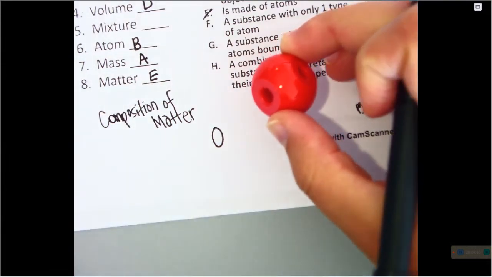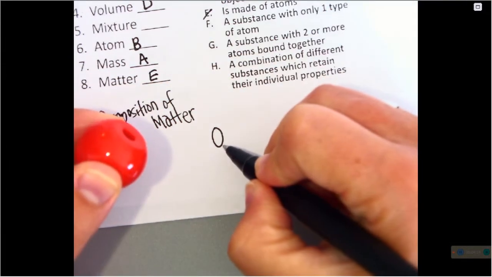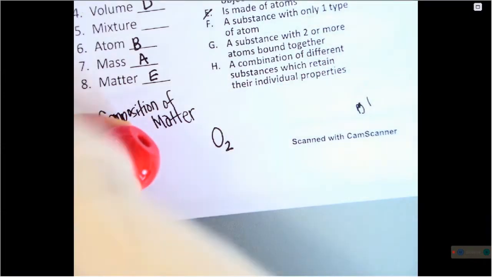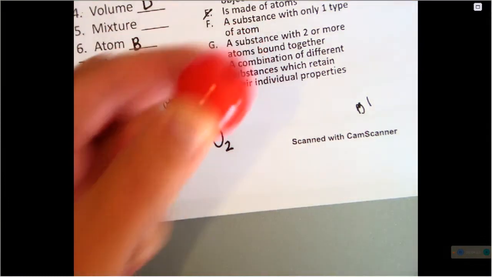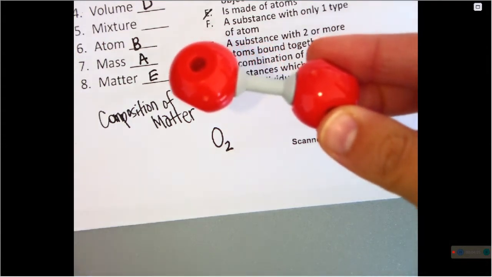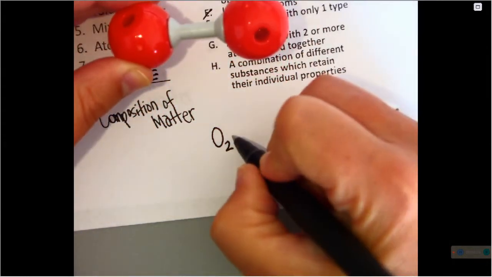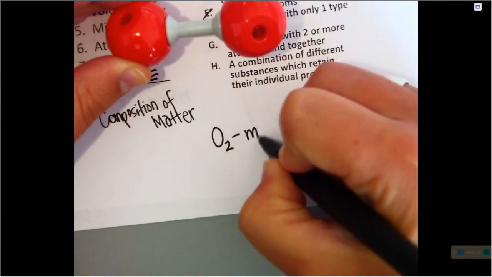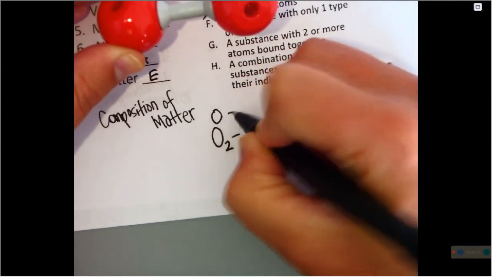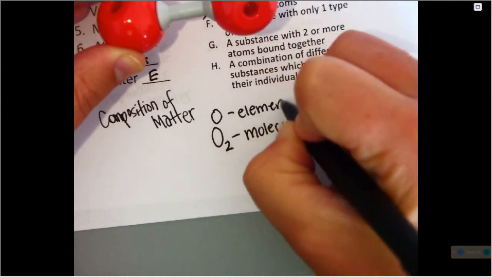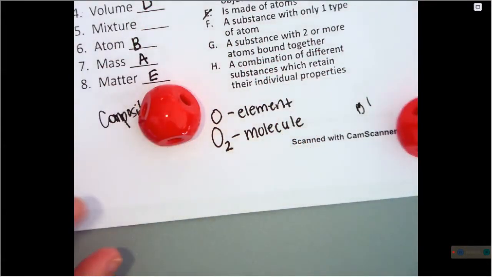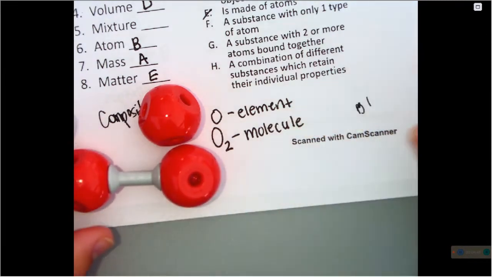But the air that you breathe in is not just one oxygen atom. It's 2 of them, O2. Do you know what we call 2 elements bonded together? So this is 1 element. Here's 2 of them bonded together. When you have 2 of the same element bonded together, you have an oxygen molecule. So oxygen by itself is just an element. Okay, so we have our oxygen element and we have our O2 molecule.